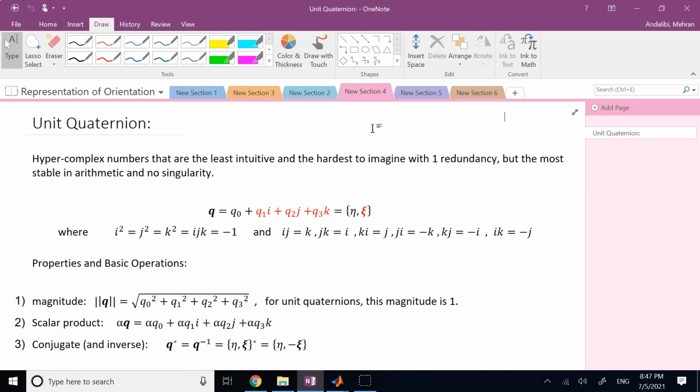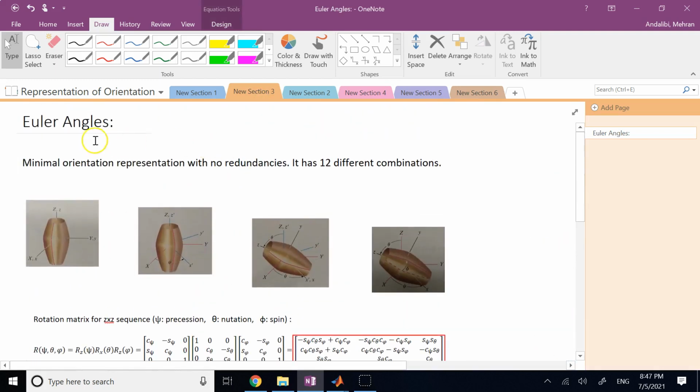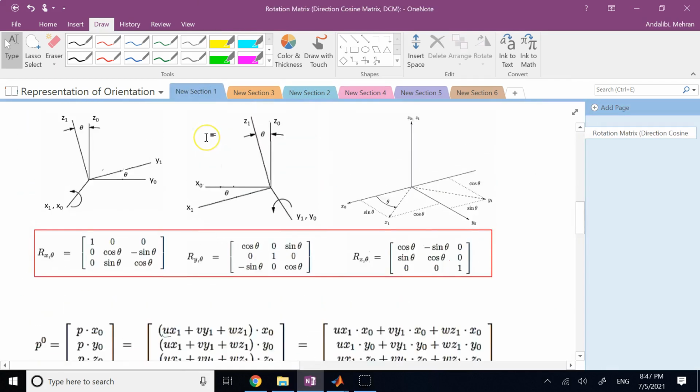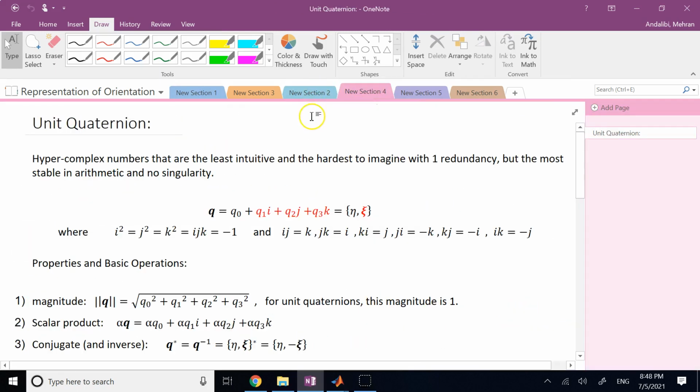which is called unit quaternions. And unit quaternions are basically the hardest to imagine, the hardest to understand, right? Because they are not something you can easily imagine in 3D. Like Euler angles are three rotations. Axis angle is one rotation about a specific axis. Rotation matrix you can understand by those dot products. But when it comes to quaternions, they are hyper-complex numbers.